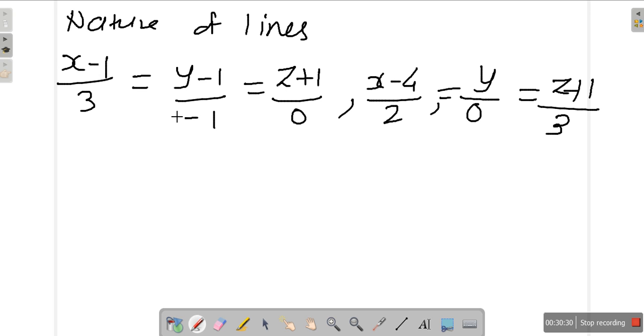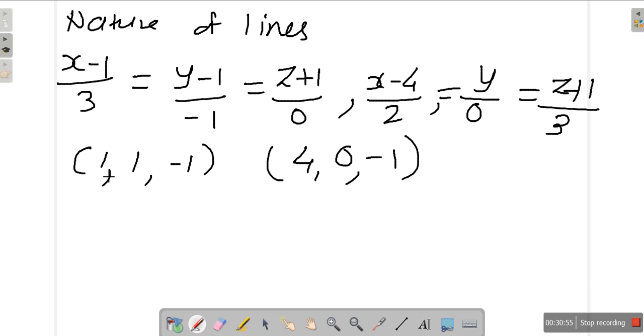Now let us see whether these lines are intersecting. If the lines are intersecting, then they must be coplanar, and if they are coplanar, again the triple product must be 0. So what are the points on this line? Let me do it quickly now. A point on this line is 1, 1, minus 1. A point on this line is 4. Since there is nothing in y, it's y minus 0. 4, 0, minus 1. So what is one vector?